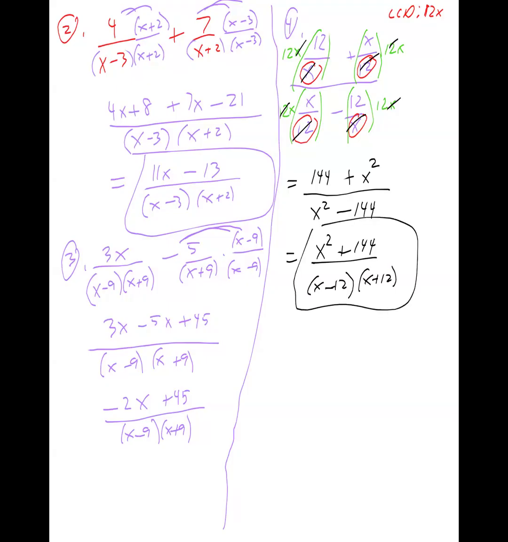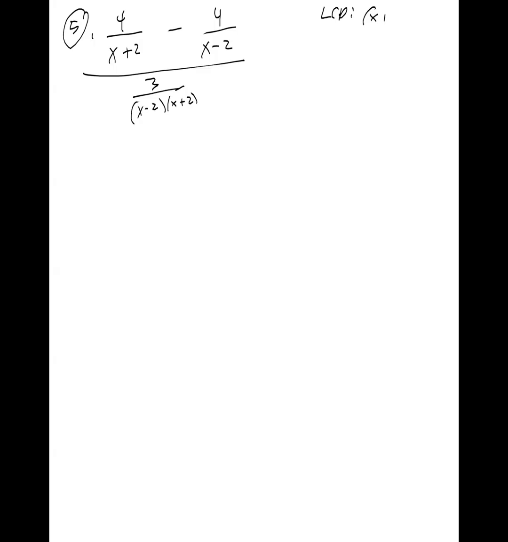Then we're going to do number 5. 4 over x plus 2 minus 4 over x minus 2, all over 3 over x squared minus 4. First step we do is to factor the x squared minus 4. So erase the x squared minus 4, change it to be x minus 2 times x plus 2. So the common denominator is going to be x plus 2 as well as x minus 2.